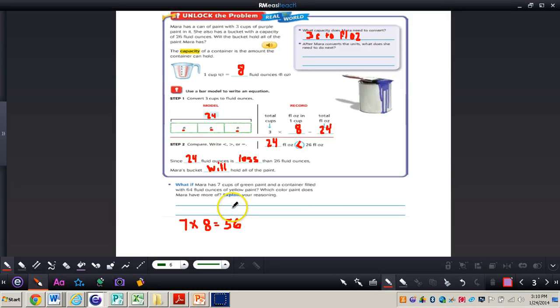Okay, so we could even put an explanation of 64 fluid ounces is greater than 56 fluid ounces of yellow paint. Okay, so we can definitely see that Mara does have more yellow paint than green paint.